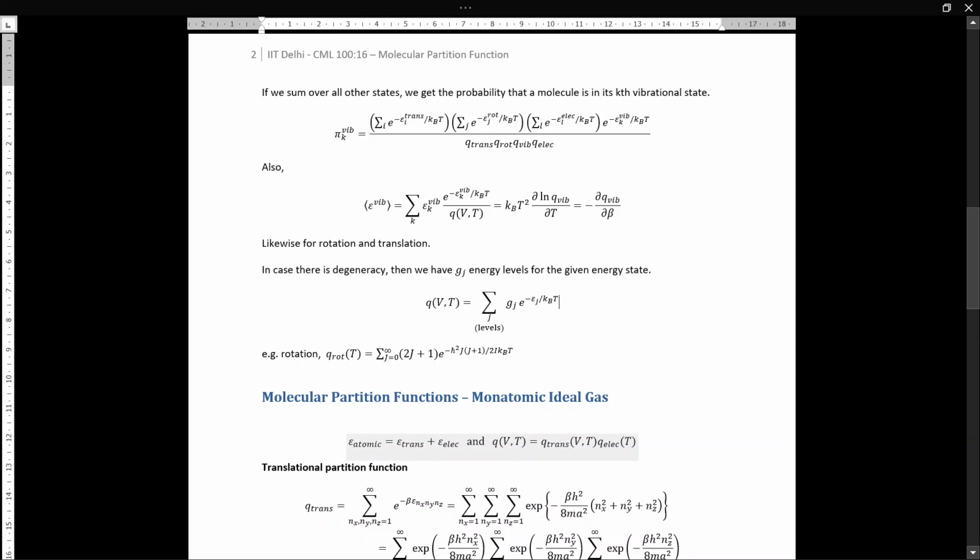And I've already given out a bit of the answer over here, which I asked you a few minutes back. Q, which is a function of volume and temperature, is Q translational, which is a function of volume, temperature, and Q electronic, which is a function only of temperature. One can think about this.